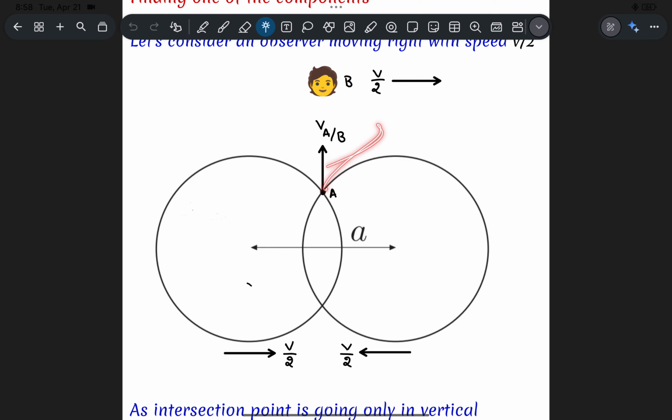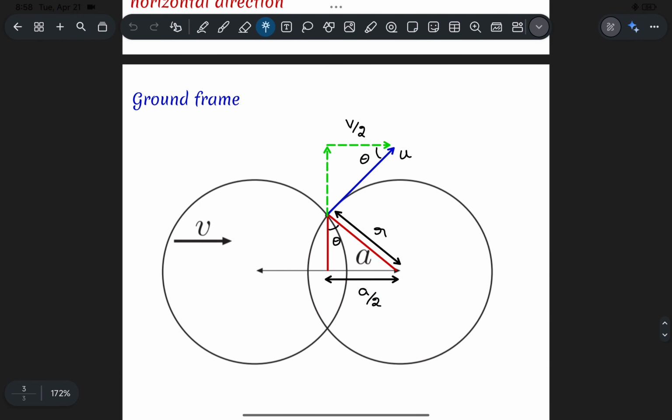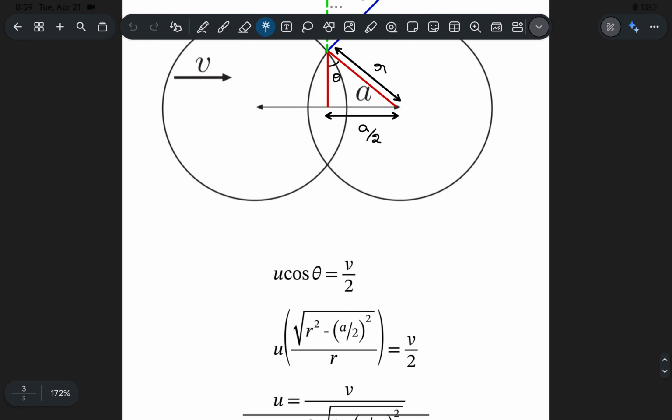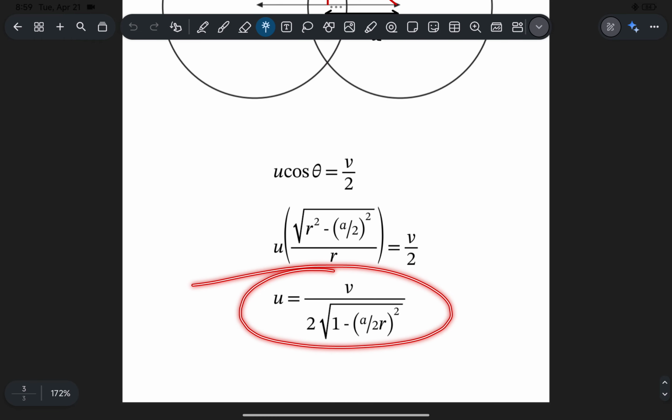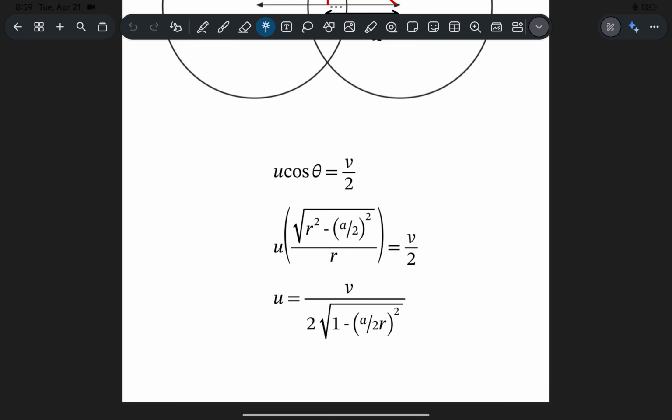the direction of motion is tangent to this. By combining these two, this is the velocity direction, and this is the horizontal component of it. Now if this is theta, this must be 90 as it is tangent. This is 90 minus theta, so this will be theta again. So I can write u cos theta is v by 2. Now cos theta from this right angle triangle, I can simply write as adjacent side by hypotenuse. The adjacent side is just root of r square minus (a by 2) whole square, that I have written here, by hypotenuse r. So just by simple rearrangement, I got the u value as v by 2 into root of (a by 2r) whole square.